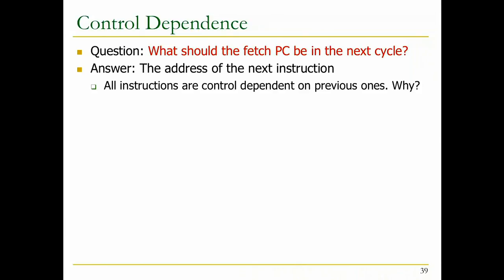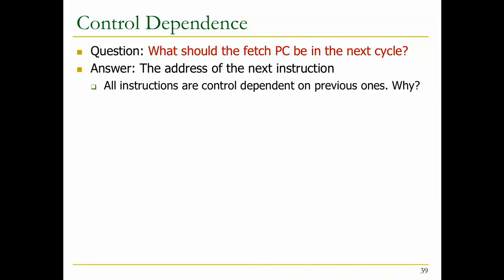All instructions are actually dependent on the previous ones in a sequential machine, right? Because you need the program counter value to be calculated to be able to fetch the next instruction. Now, in most cases, when you're executing sequentially, this is trivial. You actually know what instruction that is. It's PC plus 4 in MIPS, right?